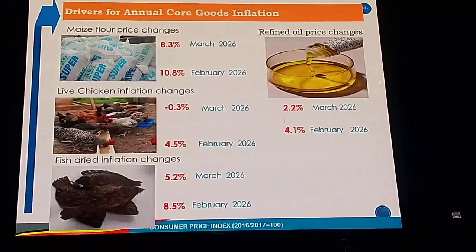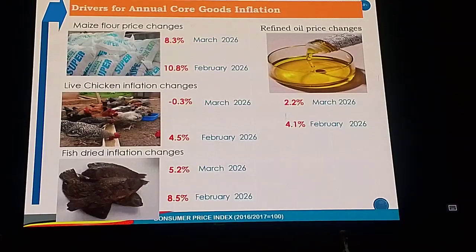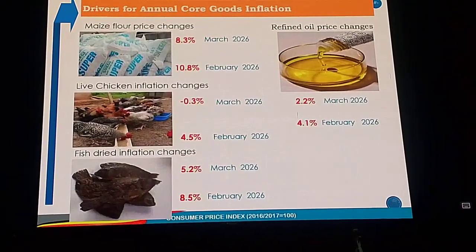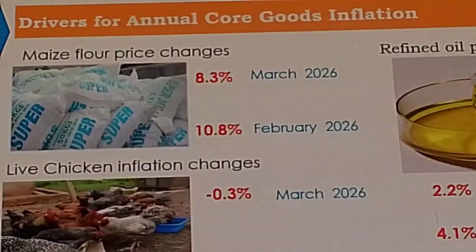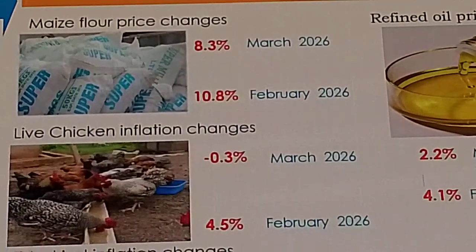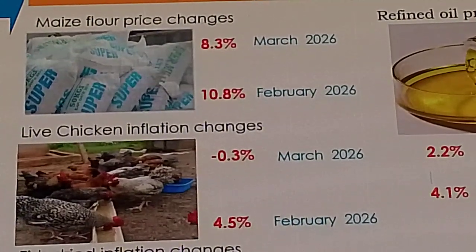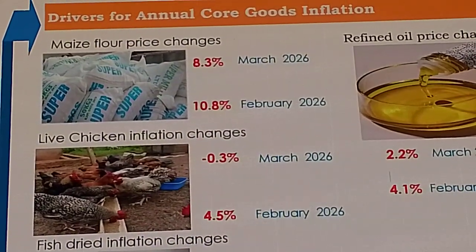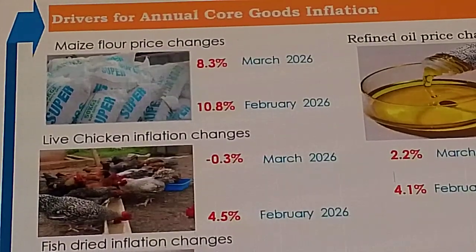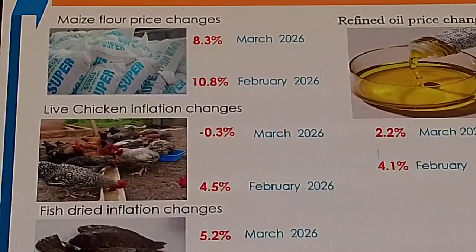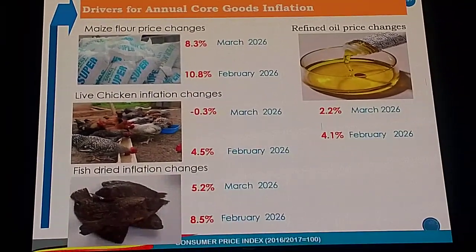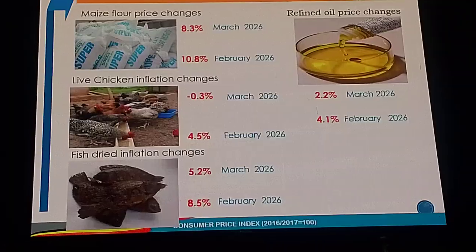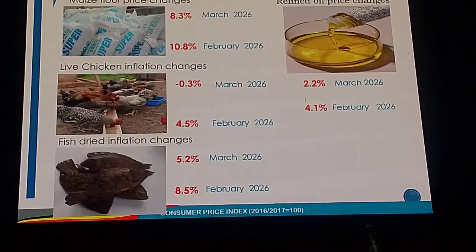So I would like to give a practical example to throw more light, like maize flour. When we look at the maize flour, there's been a slowdown from 10.8 to 8.3. This means for the month of March 2026, prices increased by 8.3% when we are comparing March 2026 and March 2025. So this means whenever we see a positive, prices are going up. But this time they are just slowing down from 10.8 to 8.3%.